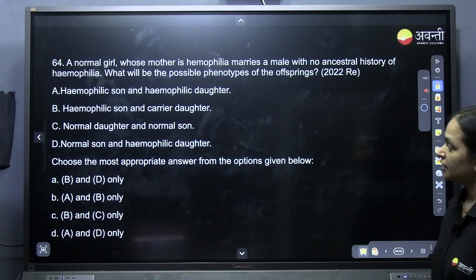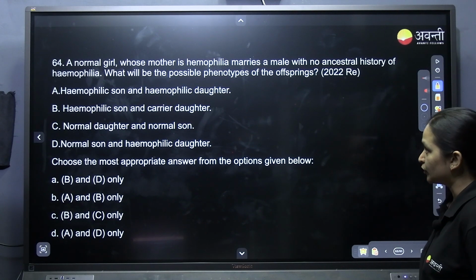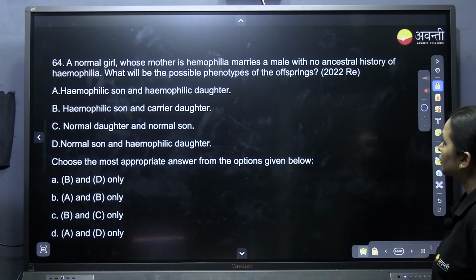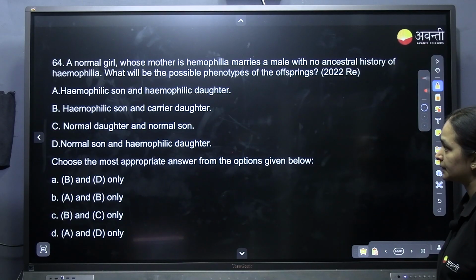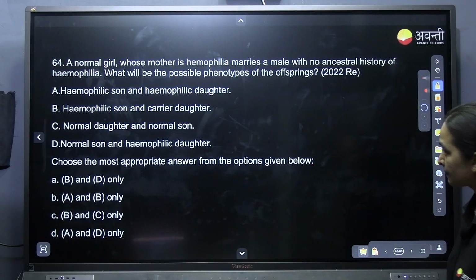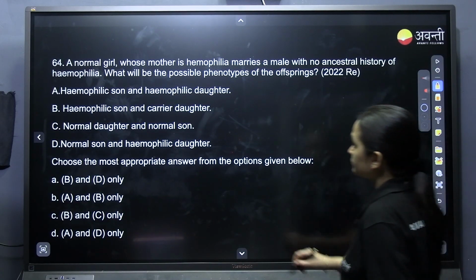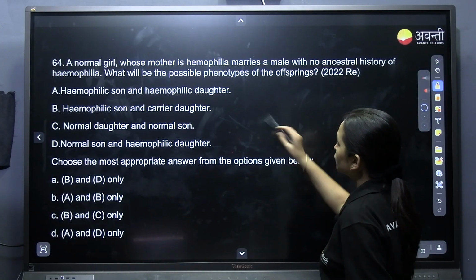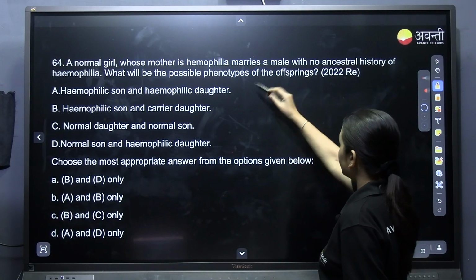Understanding? A normal girl whose mother is hemophilic marries a male with no ancestral history of hemophilia. What would be the possible phenotype of the offspring? Tell me. You need to solve this. A normal girl whose mother is hemophilic.